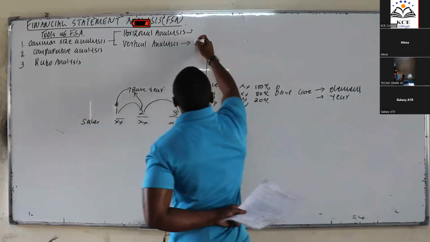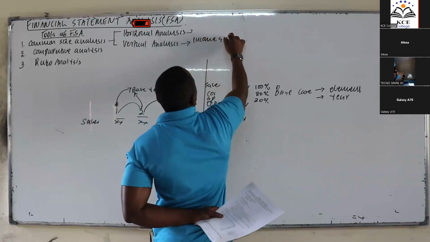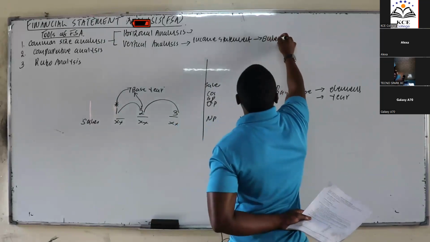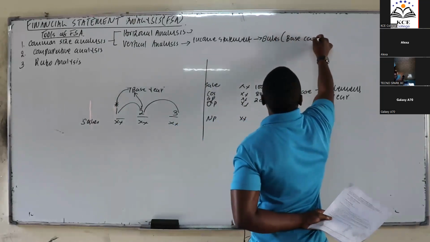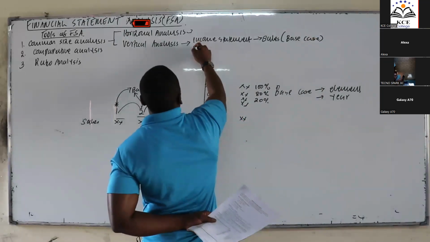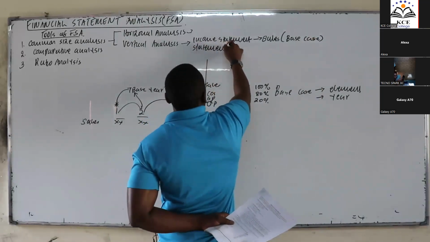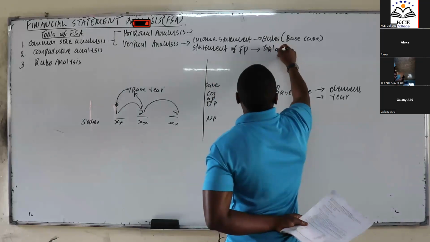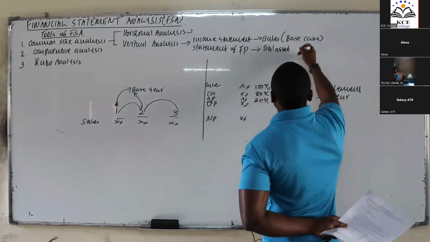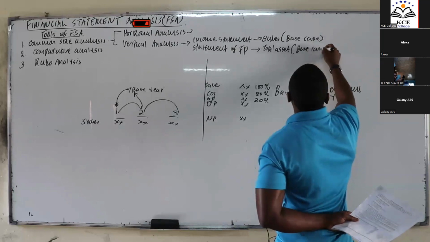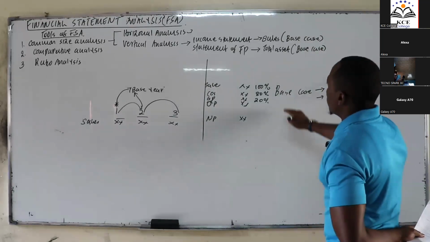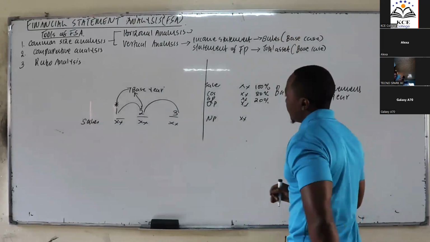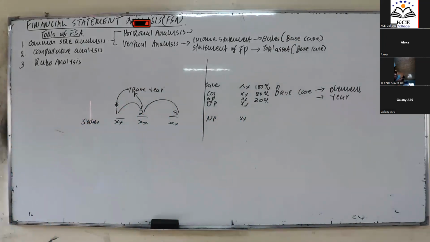Under vertical analysis, you can perform it for both statements. For the income statement, we hold the sales as the base case. If you're using the balance sheet, that's the statement of financial position, the total assets will be our base case. That means you express all the other elements of the financial statement holding total assets as the base case, while for the income statement you hold the sales as the base case. So now let's start with the first one, the common size analysis.